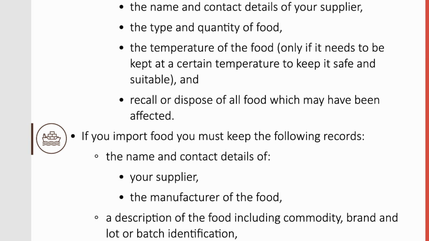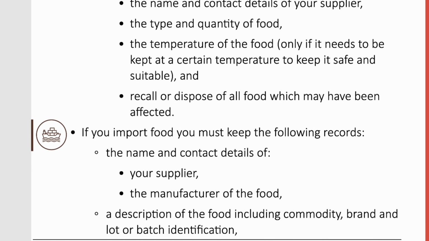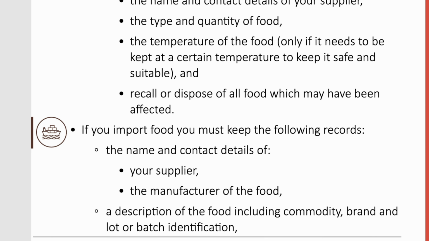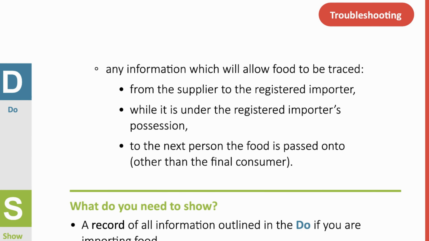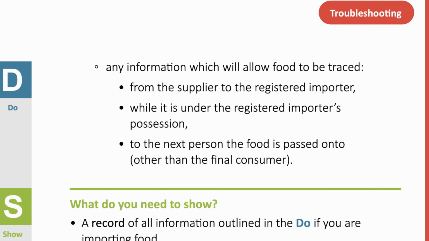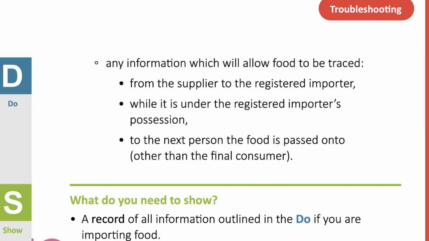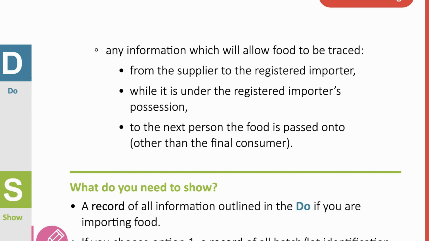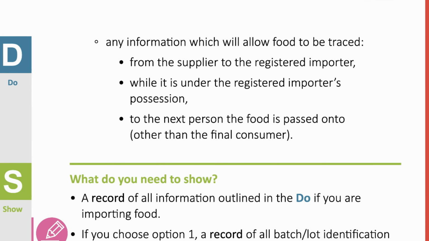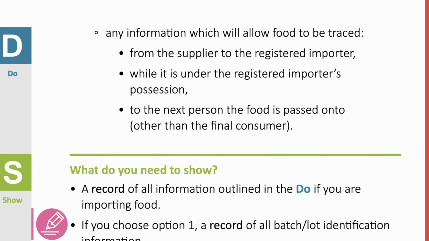If you import food, you must keep the following records: the name and contact details of your supplier, and the manufacturer of the food, a description of the food including commodity, brand and lot or batch identification, any information which will allow food to be traced from the supplier to the registered importer, while it is under the registered importer's possession, to the next person the food is passed on to other than the final consumer.